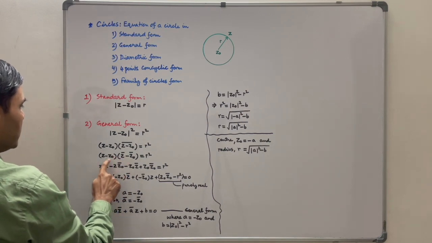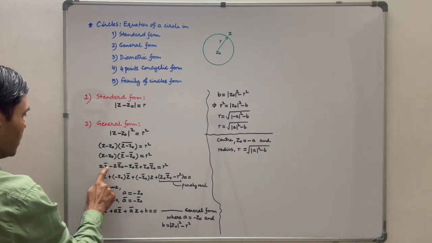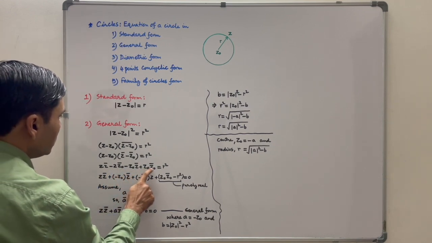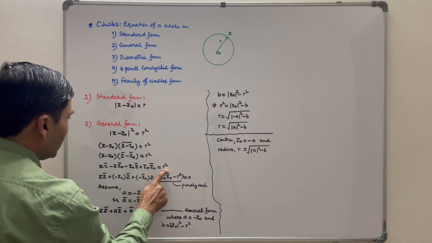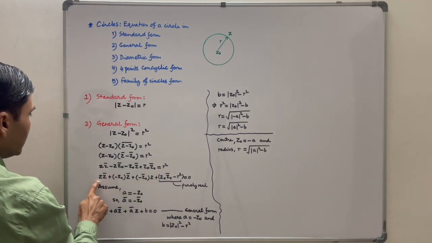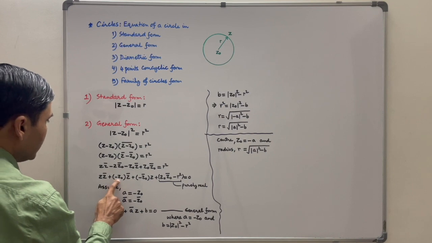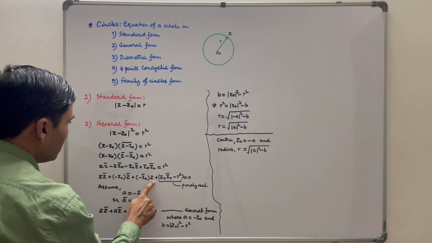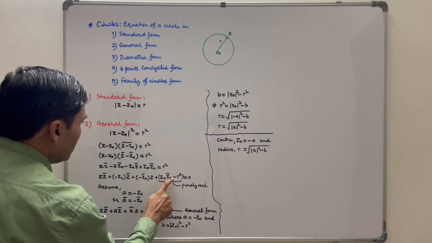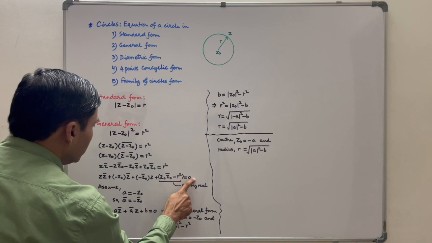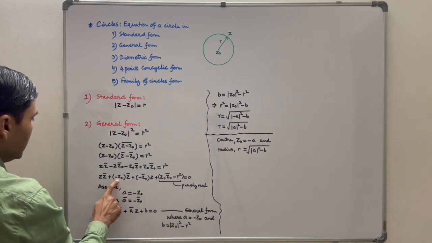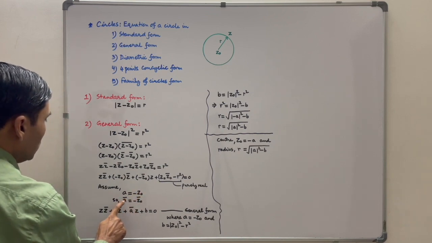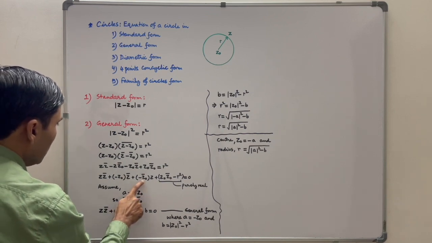Now we can multiply these two and get Z Z bar minus Z0 bar Z minus Z0 Z bar plus Z0 Z0 bar is equal to R square. Or we can write it as Z Z bar plus (minus Z0) into Z bar plus (minus Z0 bar) Z plus Z0 Z0 bar minus R square is equal to 0. Now assume this is equal to A. So A is equal to minus Z0. So A bar is equal to minus Z0 bar.